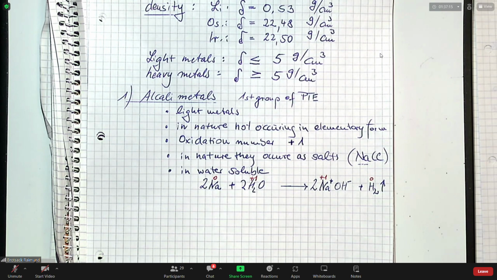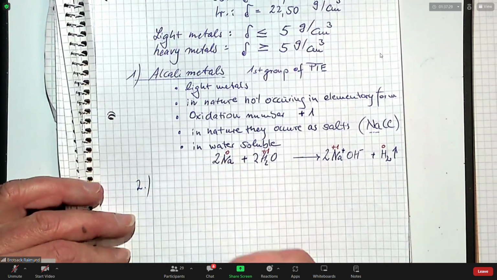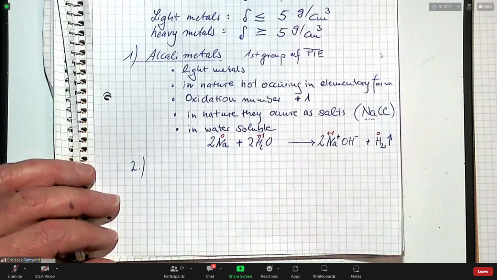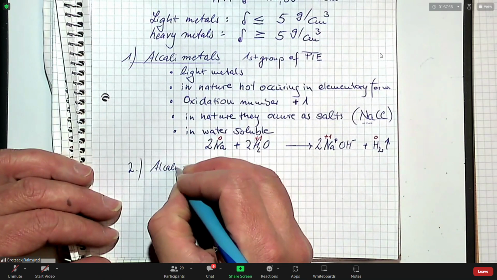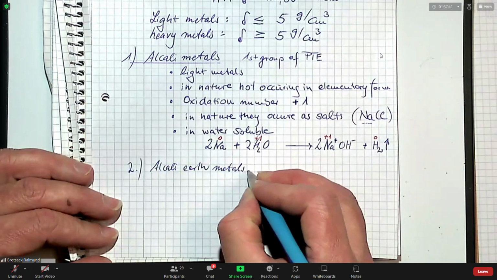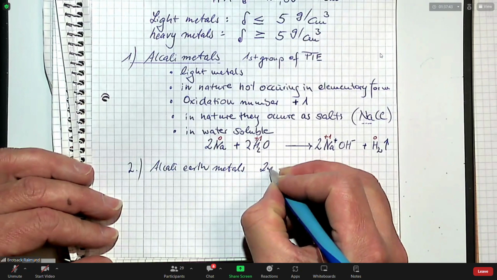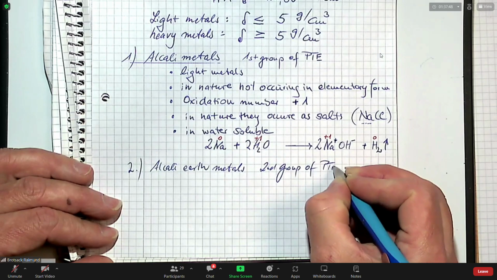We started talking about metals, and first of all, we talked about the first group, the alkali metals. Now let's switch to the next one, the alkaline earth metals. Those are in the second group of the periodic table of elements. We call them the alkaline earth metals, and they are in the second group of the PTE.